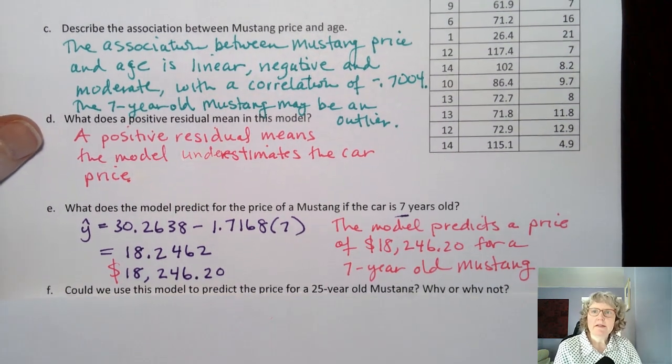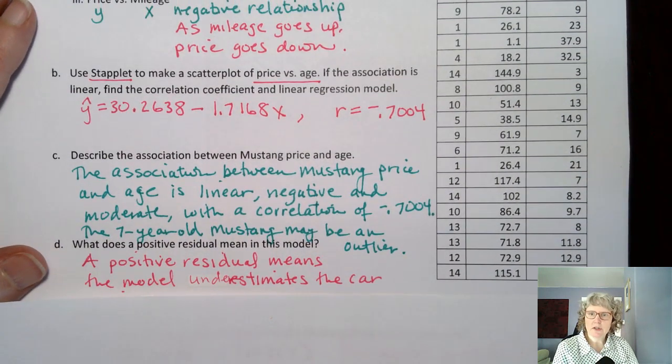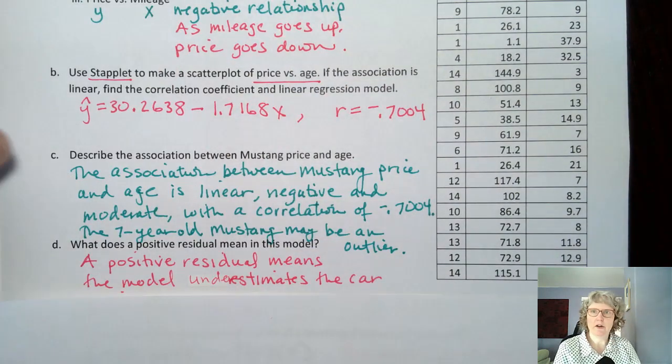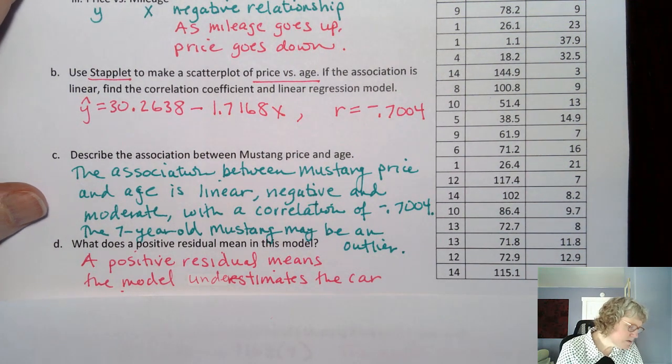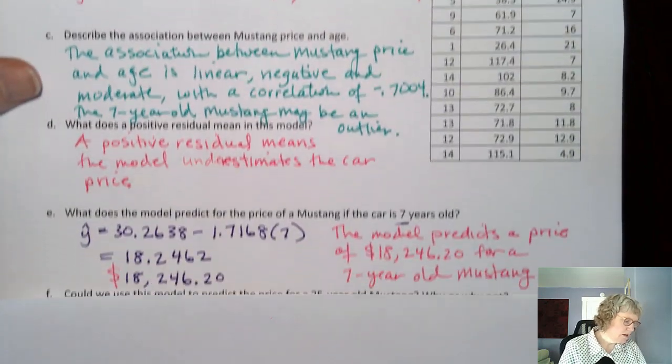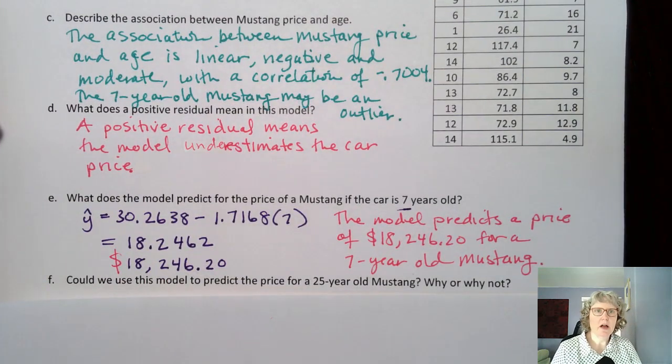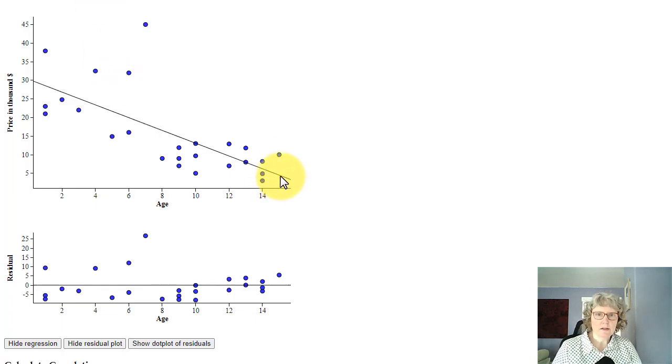Okay, and 7 is within our data set, right? So that's interpolation. 7 is well within our range of data values. It looks like we've got up to 15 or so. If I looked back at the scatter plot, that could tell me as well. For the 7-year-old car, we got 18,000, but this one was 45,000. So I have no idea how it could be that much more expensive. Maybe it was owned by somebody really famous or something like that.